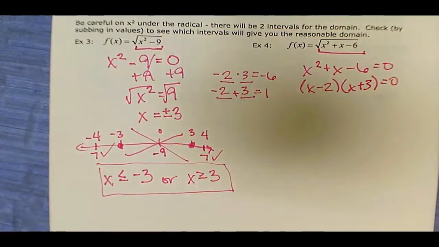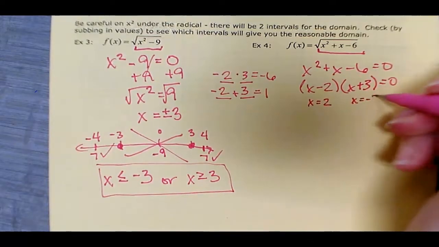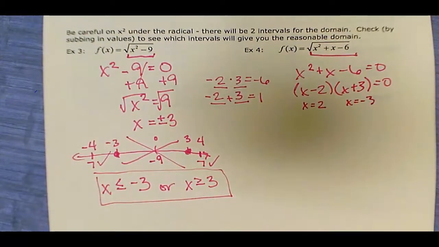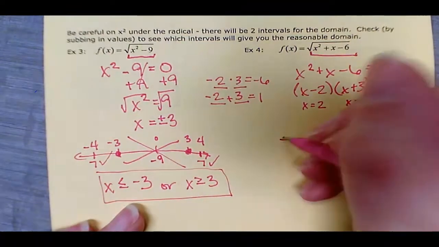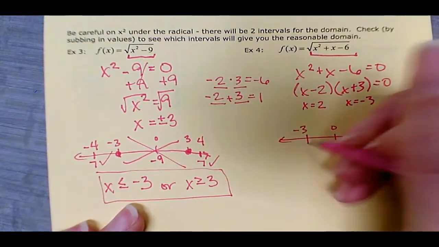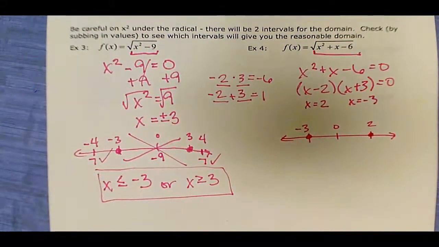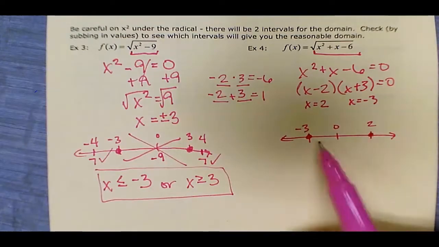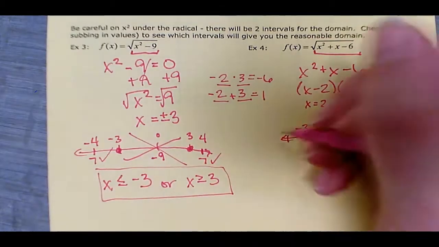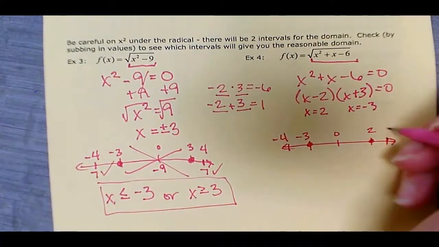And if I set each one of those factors equal to 0, I'm going to get an x value of 2 and an x value of negative 3. Those are my two boundaries. So I'm going to put those on a number line. Now I've already selected a number in between them, but I also need to select a number in the other places as well. So not just in between the points, but to the left of this point, maybe I pick a negative 4. And to the right of this point, maybe I pick a 3.